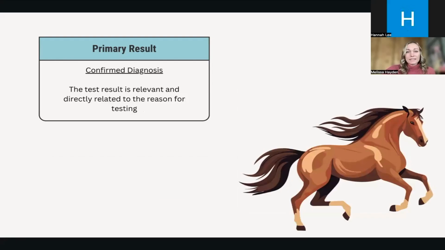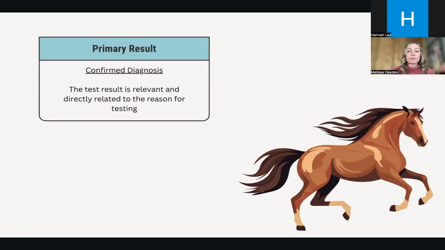Starting with primary findings, or our confirmed diagnosis findings, the primary goal of most genetic tests is to confirm or rule out a specific condition. In this case, the test result is directly related to the reason for testing and can provide a confirmed diagnosis. For example, if a patient presents with symptoms of a genetic disorder, the test result might confirm the presence of a pathogenic variant, establishing a clear link between the genetic variation and the patient's condition. These results are often the most straightforward to interpret because they align directly with the clinical question at hand.